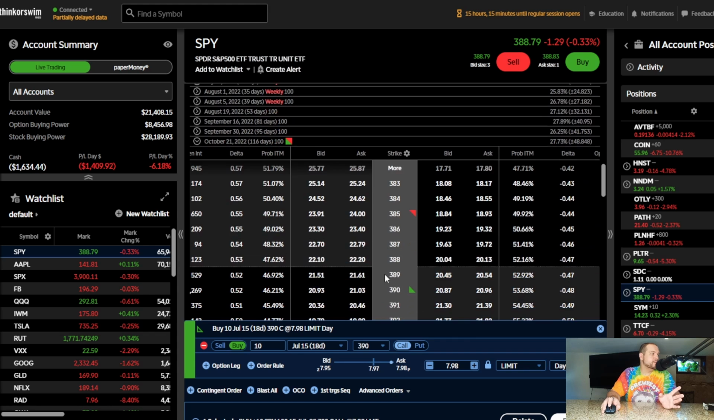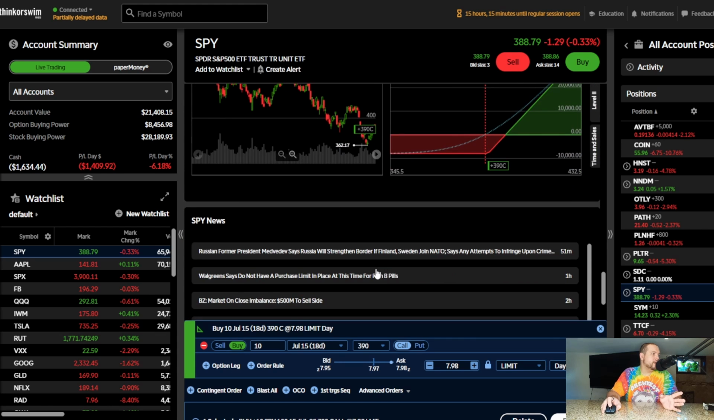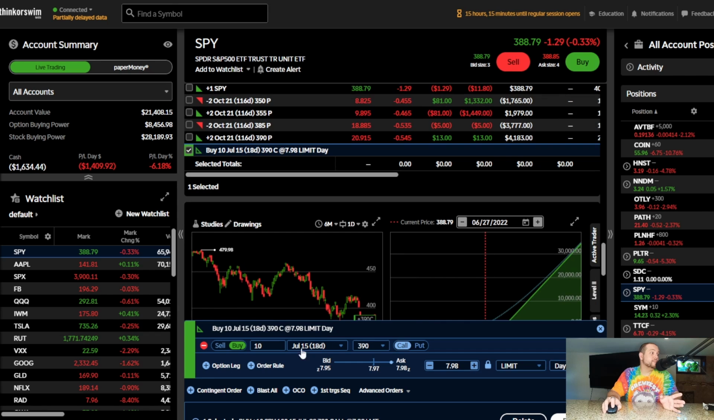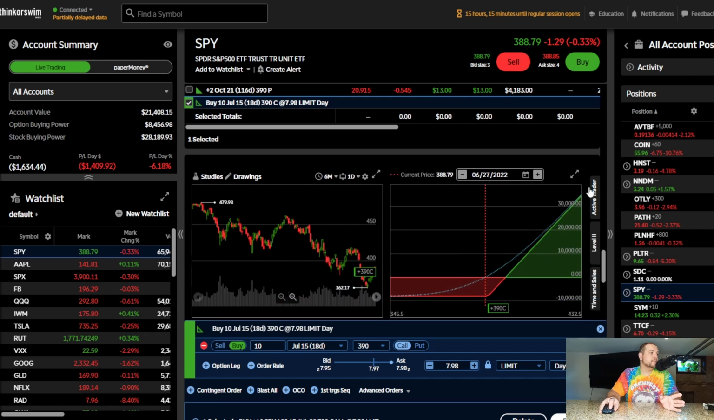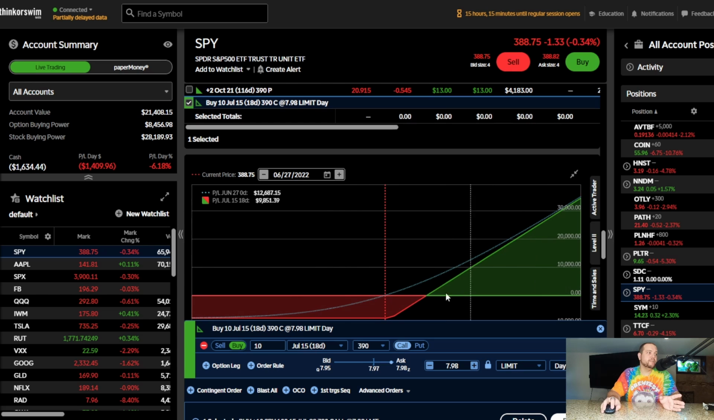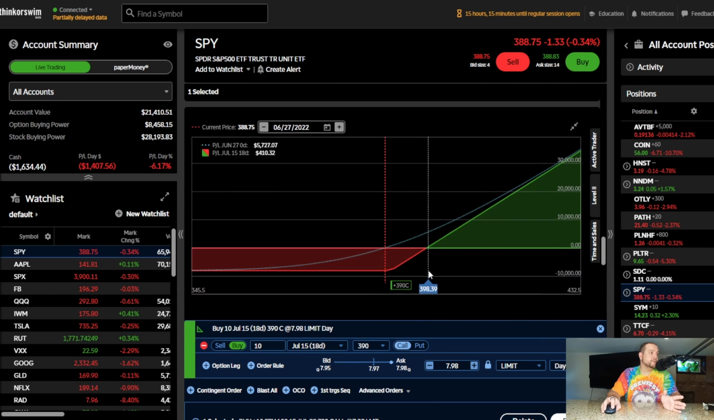So we'll bring this screen up. First off, this is what you're going to want to look at. This shows whether or not you're in profit, where your break even point is, and all that. This is a contract for $390 SPY expiring July 15th. If you buy one of these, you are agreeing to buy 100 shares of the SPY at $390 per share on July 15th when it expires at the end of the day.